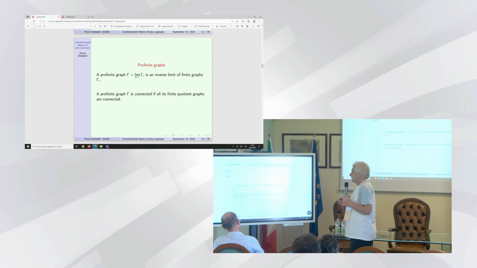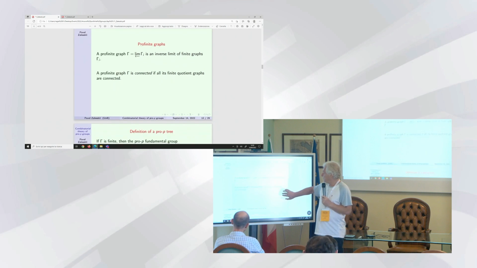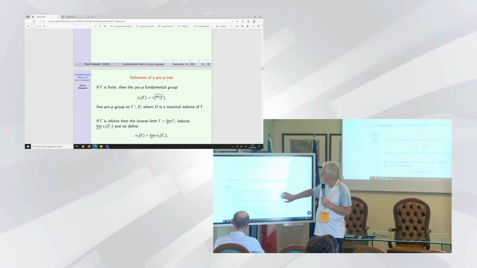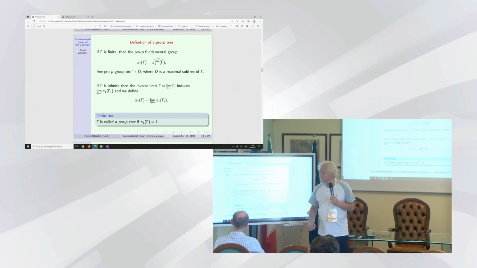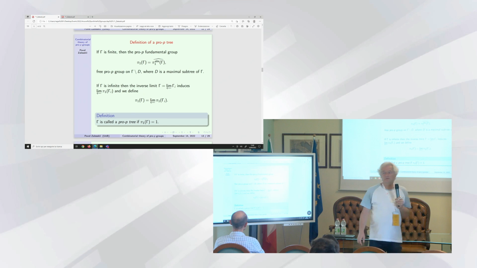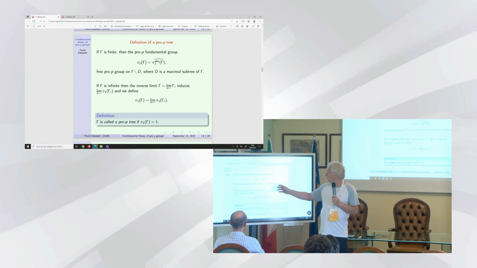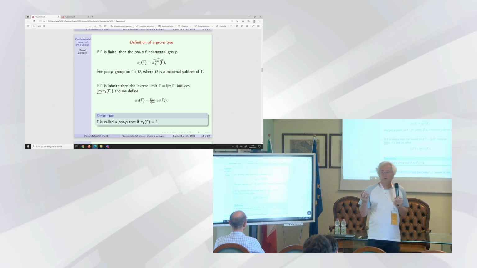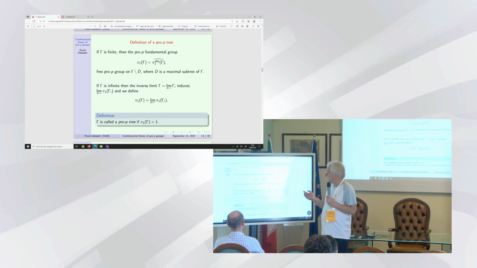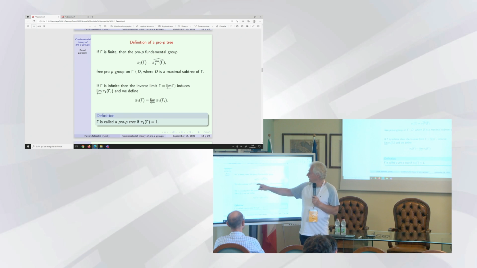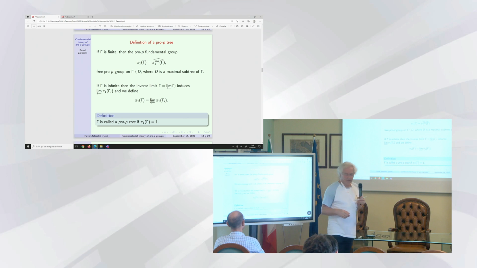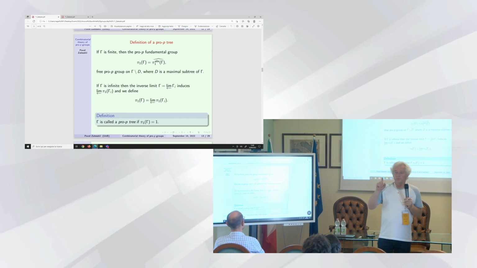All right. So this is not a problem, but we need to define a pro-p tree. So we define it the following way. Well, as we know that a profinite graph is an inverse limit of finite graphs, right? For a finite graph, we can take our usual fundamental group, which is free on the set of generators, gamma minus d, where d is a maximal subtree. All right, and then we make the pro-p completion of it.